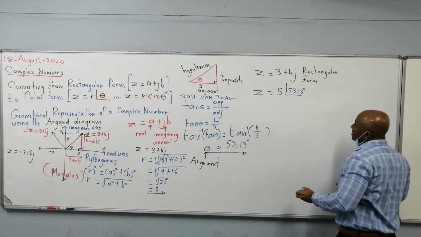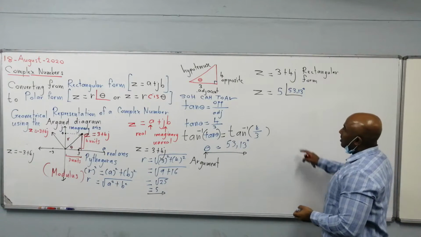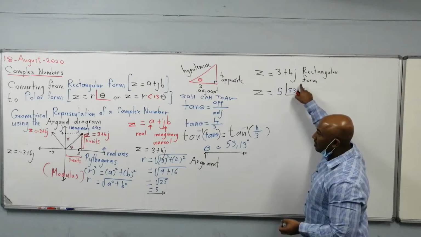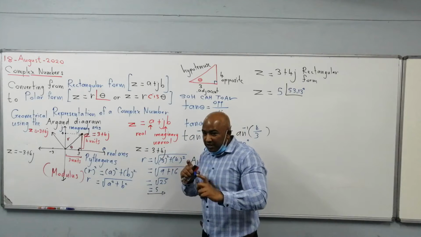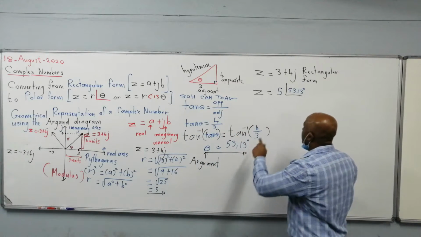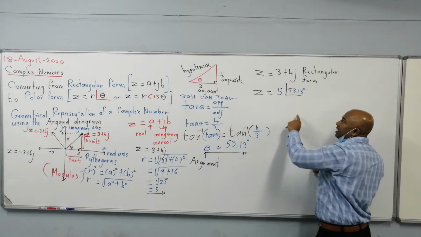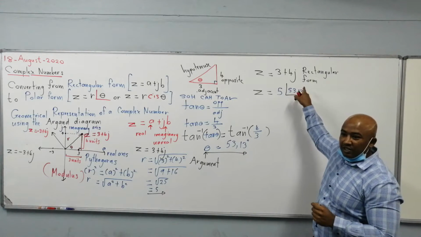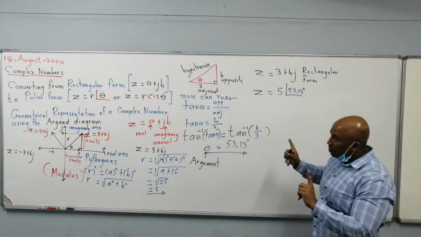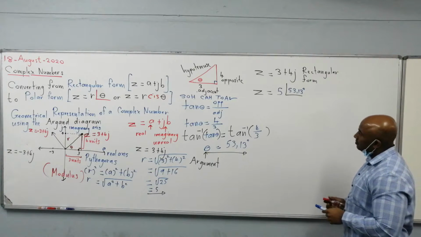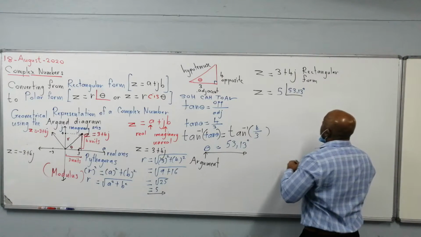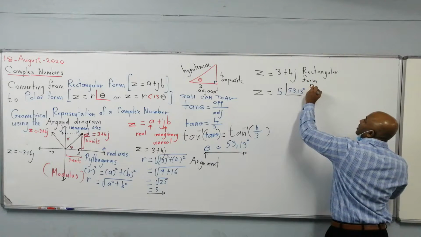53.13 degrees. Or instead of using this symbol, this line to represent the angle, you may see the letters CIS. Sometimes if you see that in your book, you must just know that it represents this line here where your angle sits on top of. Can you see that? So there's two ways. Remember that this is called polar form.